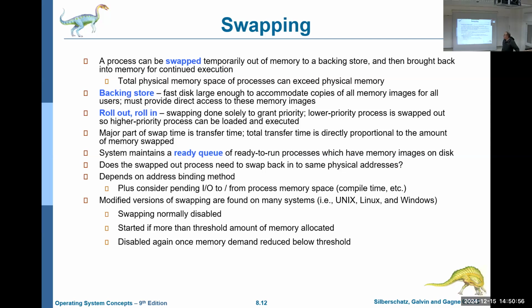So there's such a thing. Rolling out and rolling in means I want to bring in a higher priority process from the disk, so I roll out a process to the disk and roll somebody in from the disk, so that I can run this other process. Now, there's one major problem with swapping, which is that the disk drive is slow, and copying the whole memory of a program to the disk drive all the time is going to slow things down.